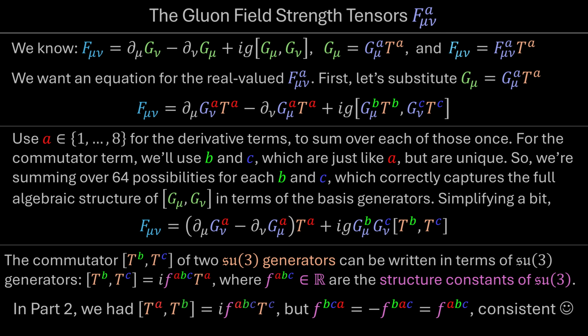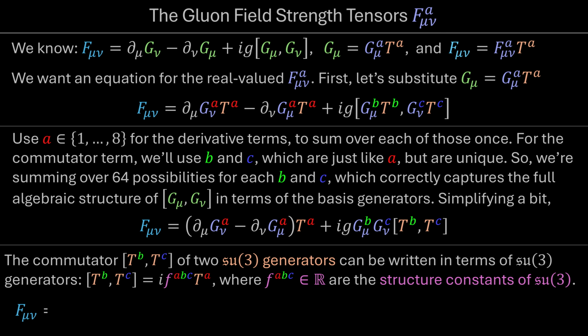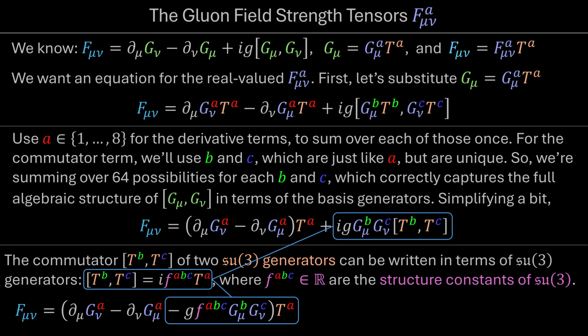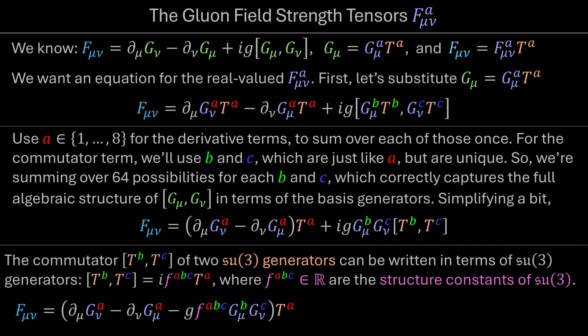And now a beautiful thing happens, because we can replace that commutator of T B and T C with the sum over T A, and then we can factor out a T A from everything to get the expression shown here. So isn't that neat? Isn't that really cool? Now here's where a magical thing happens. Notice that the only generator remaining in our equation is T A. See, because what we have here on the left side, we have our SU3 matrix-valued field strength tensor, and on the right side of the equation, we have a sum over the generators indexed by A.